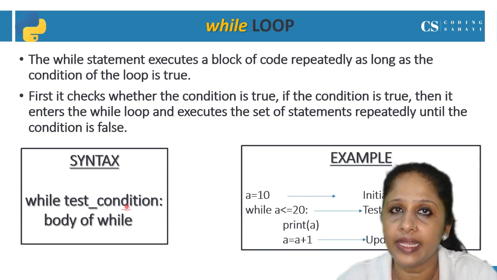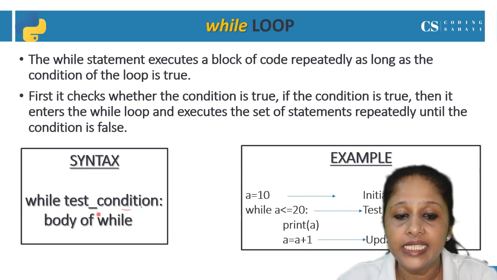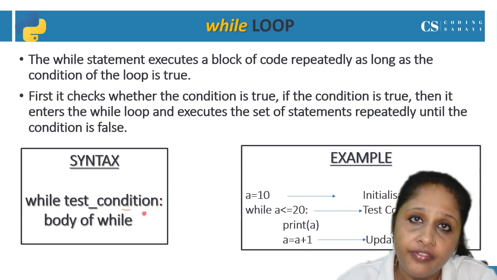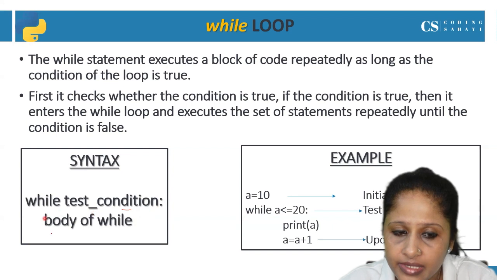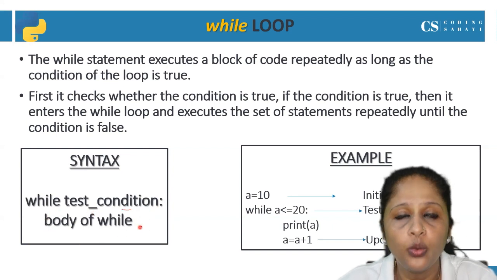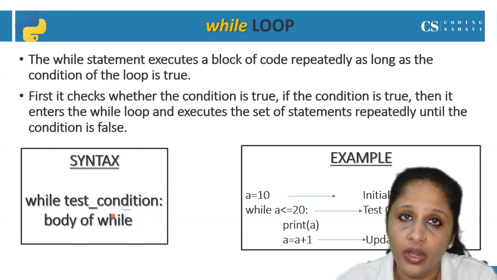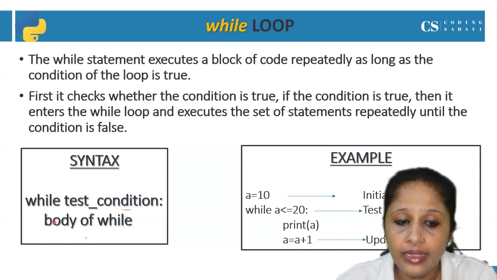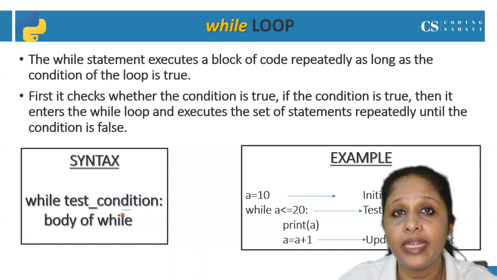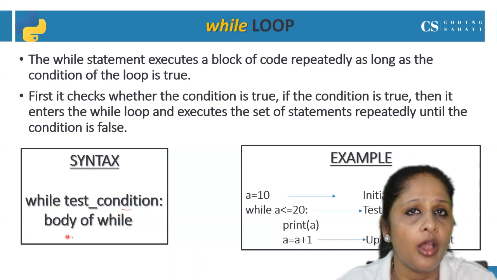So this is the syntax of the while loop. The while checks for the condition, and if it is satisfied, then the set of statements under this loop will be executed. Is it for one time? No. Until the condition is true. Whenever it is false, that time it will come out of the loop.